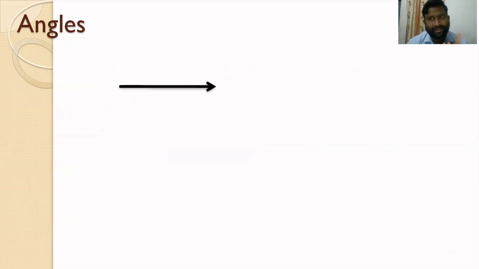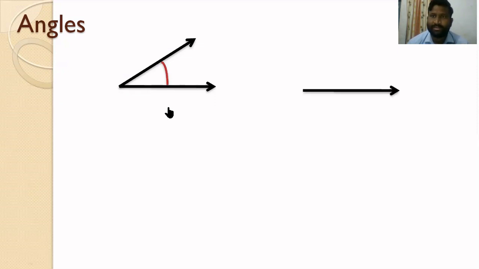This is a ray. A ray is a thing which has one endpoint, and it is going on and on. So this is called a ray. This is another ray. So the distance between these two rays is called an angle.